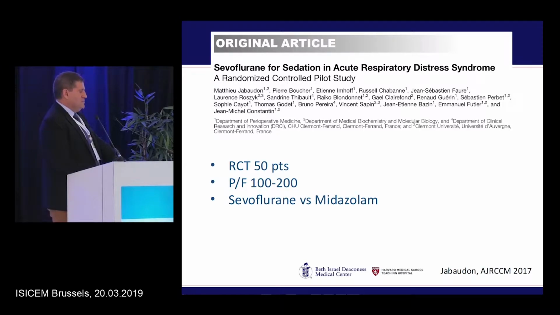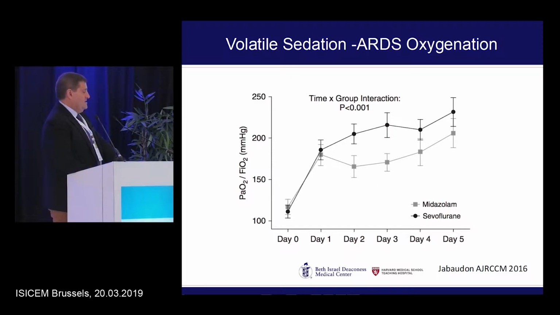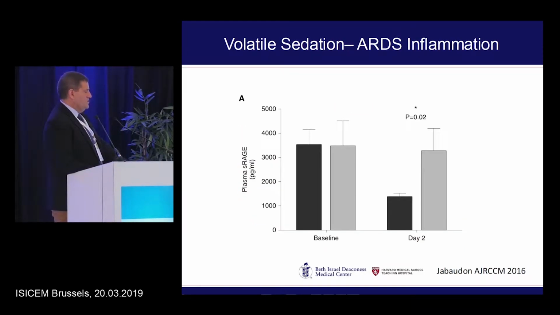And this is, I think, the most important article in the field right now, and we have the author with us here today. A randomized controlled trial of 50 patients in France, patients with moderate ARDS by Berlin criteria, randomized to sedation either with sevoflurane or midazolam. And what they found is that they had improved oxygenation in the sevoflurane group. Again, assuming the ventilation is similar across both groups, why would this be? Reduction of inflammation, preservation of the architecture of the lung, and leading to an improved clinical outcome.